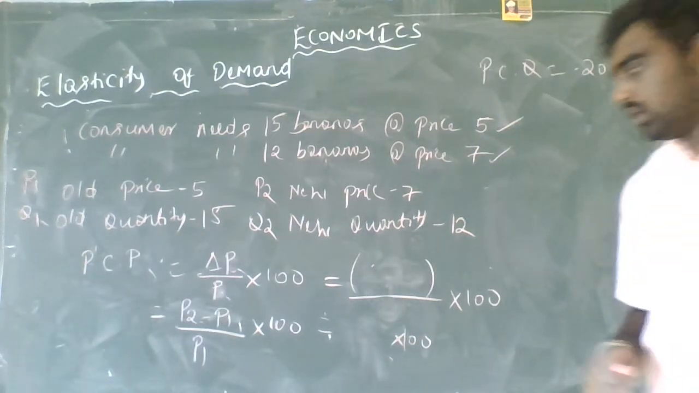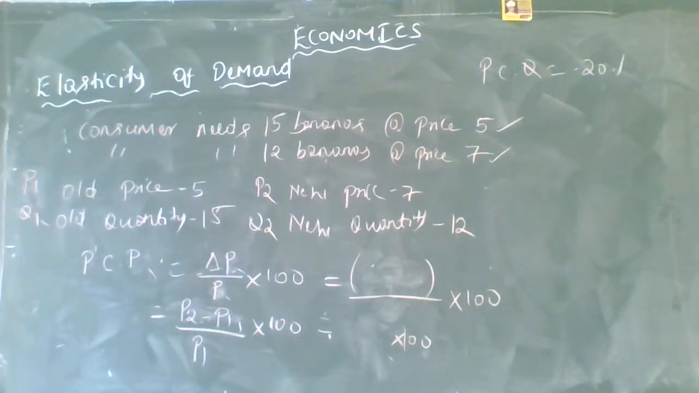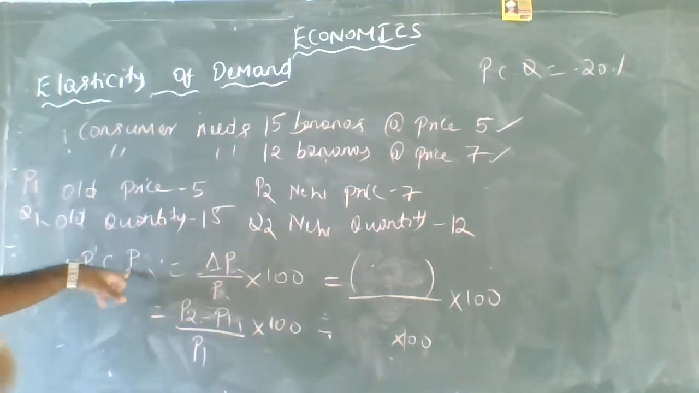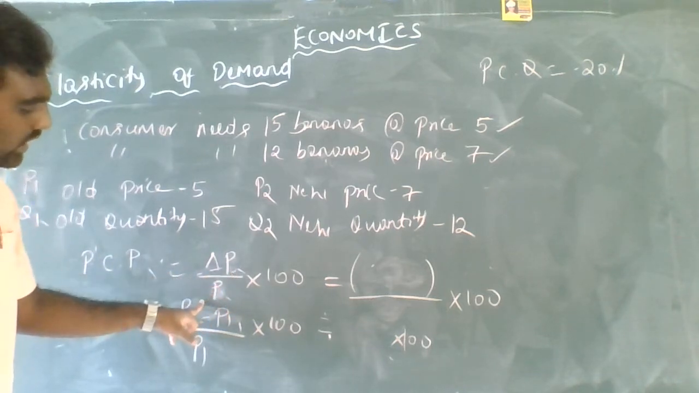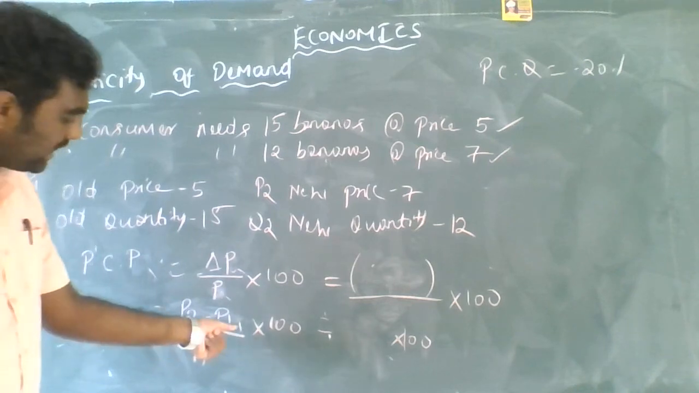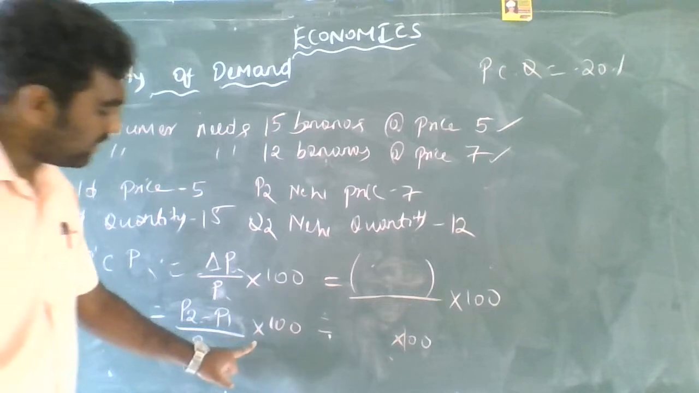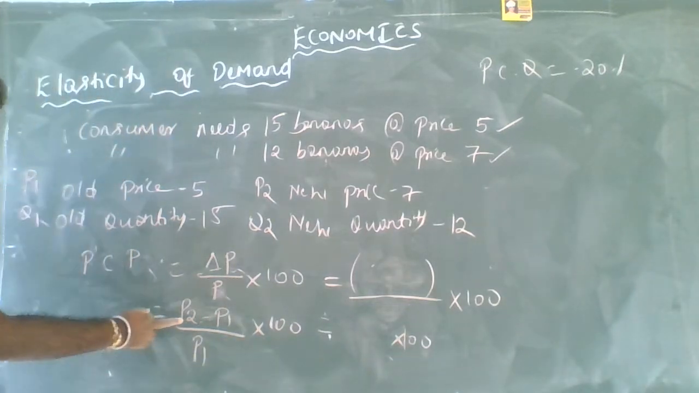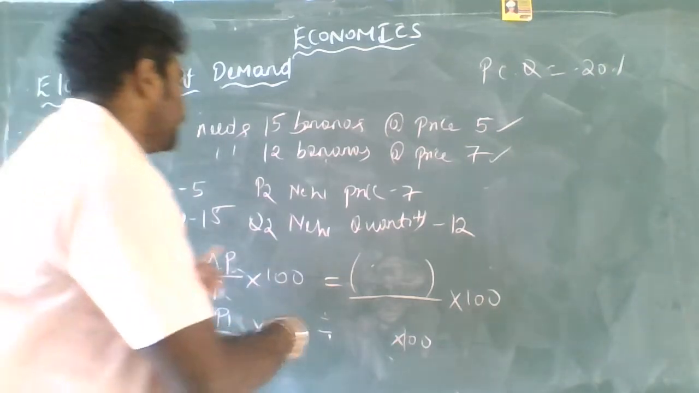So students, we determined the percentage change in quantity. Now let us determine the percentage change in price. The percentage change in price is nothing but delta P divided by P into 100. Delta P is P2 minus P1, divided by P1 into 100. What is this P2, guys? P2 is the new price, and P1 was the old price.